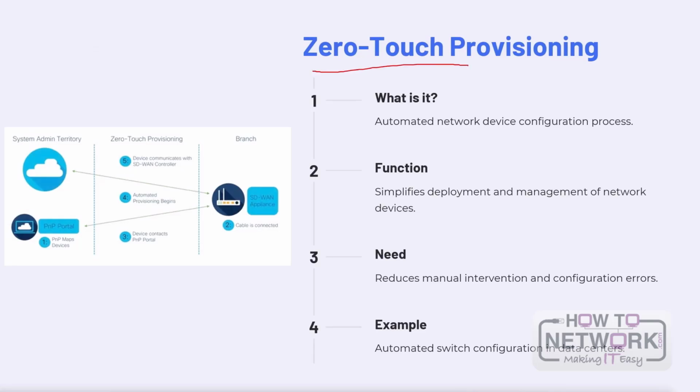Zero Touch Provisioning, or ZTP, is a key aspect of modern network environments that streamlines the process of deploying and configuring new network devices. This automated approach eliminates the need for manual configuration, reducing human error and significantly speeding up the deployment process. With ZTP, network devices are automatically provisioned with the necessary configurations and software upon initial connection to the network. So this eliminates the need for on-site technicians to manually configure each device, saving time and resources.